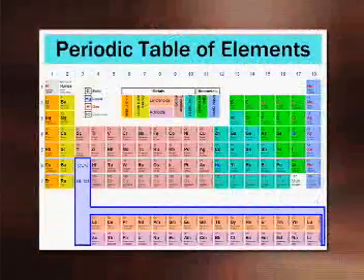Students, if we move down any group of the periodic table, the nuclear charges will progressively increase. However, the effective nuclear charge remains nearly constant. Take a few seconds to look at the table now.